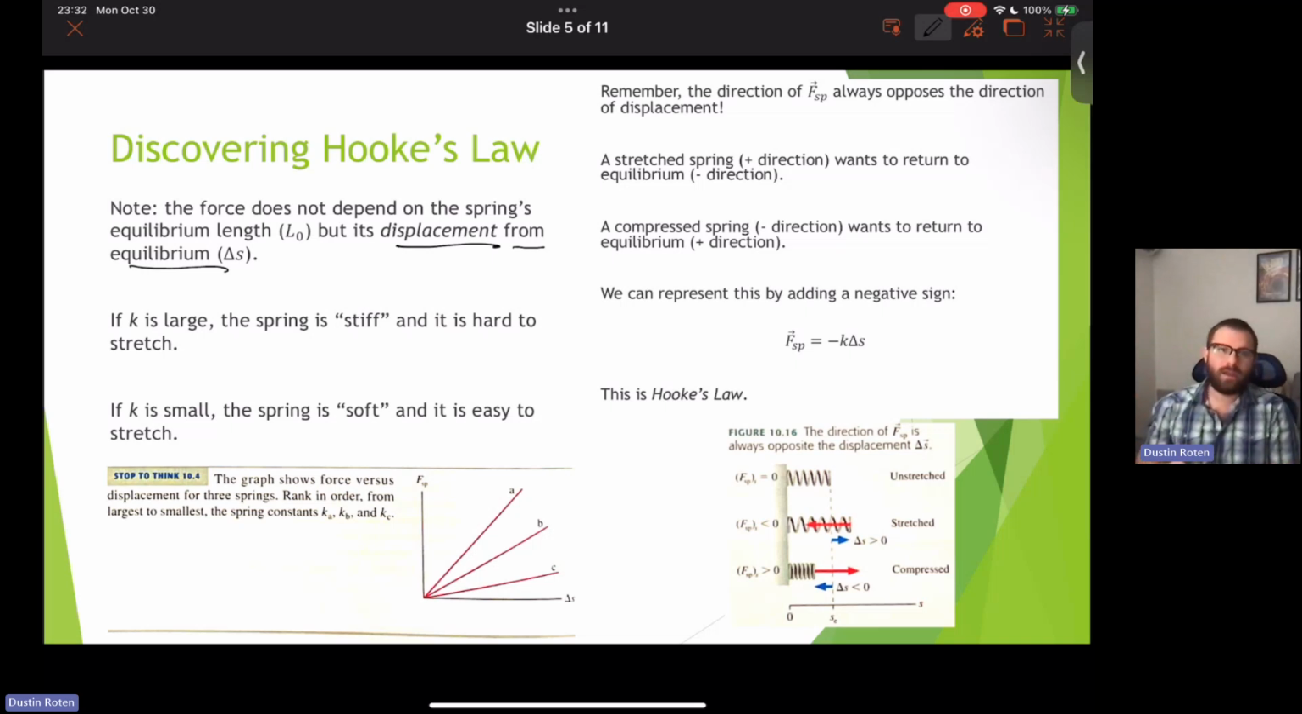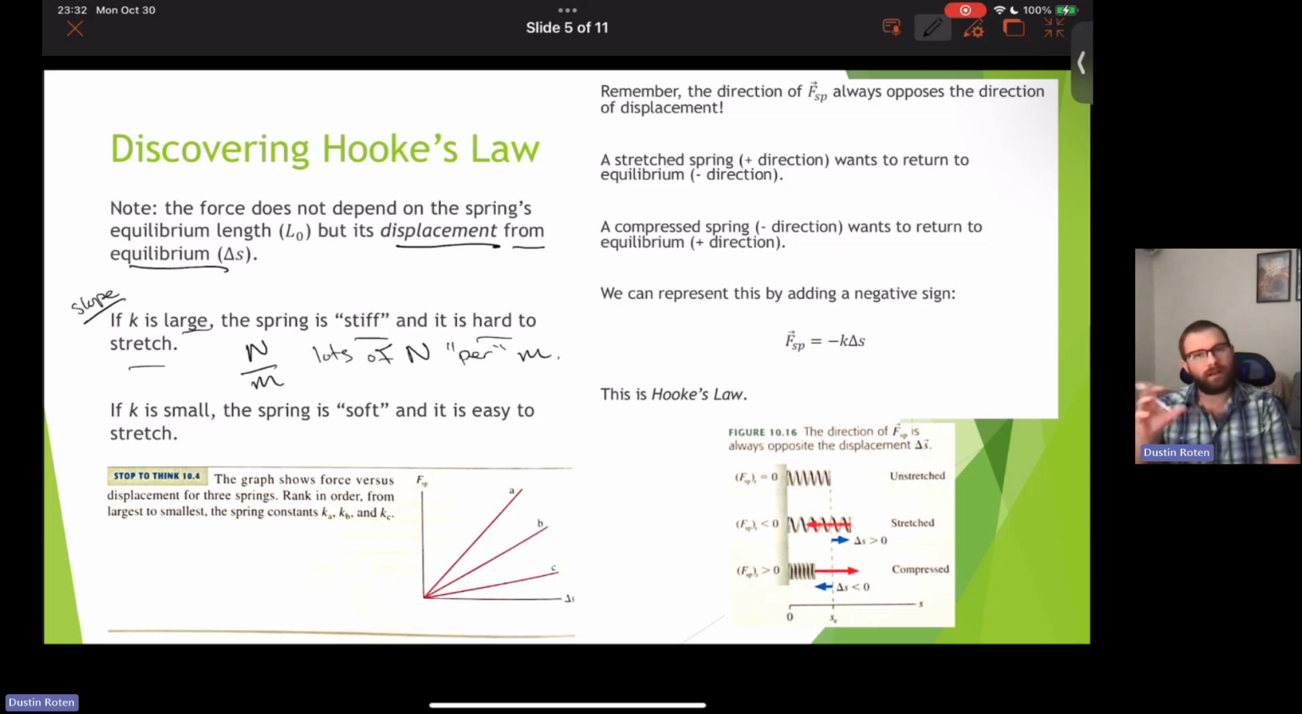That's what matters here. So if K, remember that's our slope, is large, the spring is stiff and it is hard to stretch, which means that it takes a lot of newtons to get a meter of stretch out of it. Lots of newtons per meter. So you've got to put in a lot of force to get a change in distance or a change in position out of that spring.